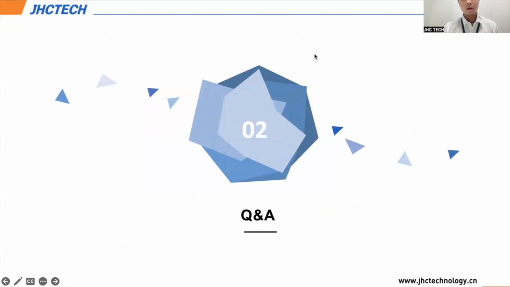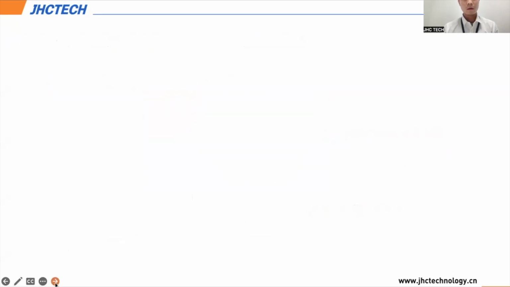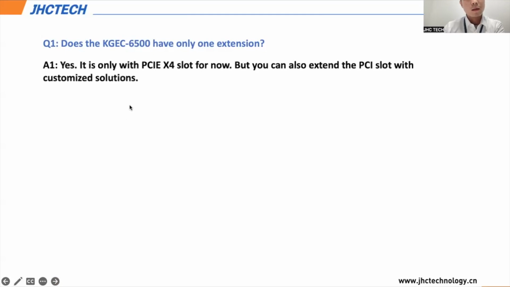So the first question: does the KGEC-6500 have only one indication? Yes, for now, this product only can support PCIe x4 load. But if you want PCI or want to add some PCIe expansion slots, you can also do that with a customized solution.